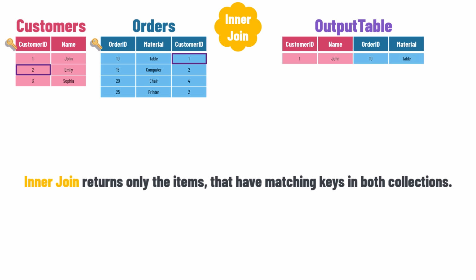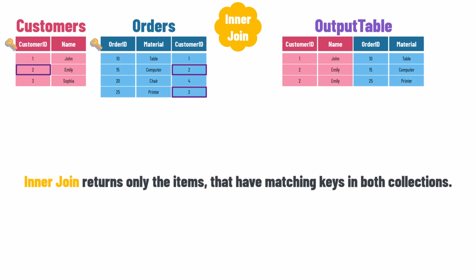Then we check the second row. The ID here is number 2. So, we check the second table if any row has the ID number 2. As you see, there are two rows where the ID is 2. So, we take both rows as matching rows. This means, we add the row from the first table with the first matching row. Then we do the same for the second matching row. Now we have 3 rows in the output table.